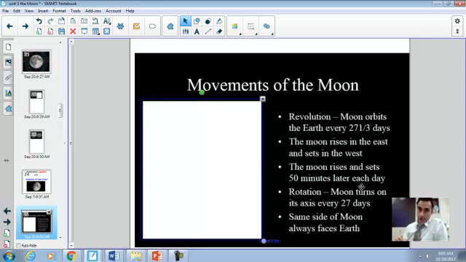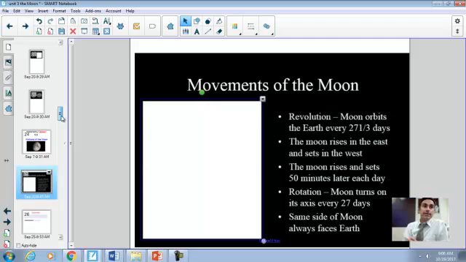Rotation, so this is the moon rotating on its axis. And another cool feature that we'll discuss in a little bit is the same side of the moon is always facing the Earth.